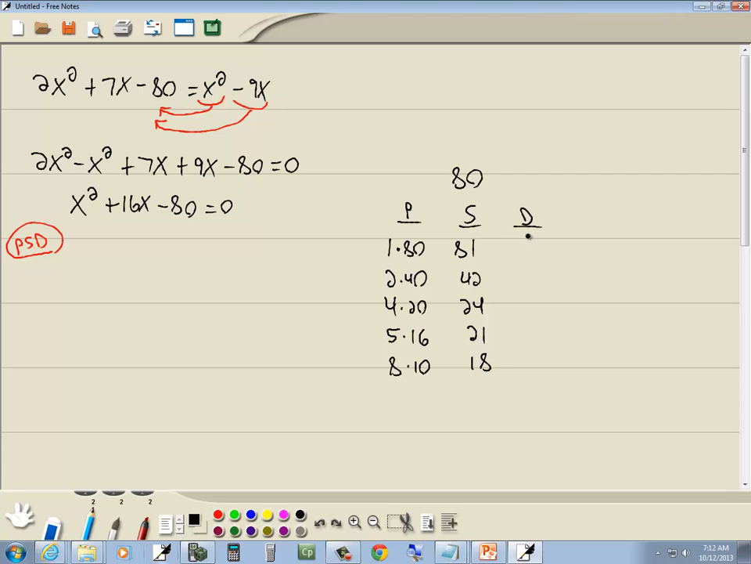Difference column, we subtract them, smaller from larger. 80 minus 1 is 79. 40 minus 2 is 38. 20 minus 4 is 16. 16 minus 5 is 11. 10 minus 8 is 2. The number we're looking for is the number in our middle term, which is 16, which is right here, which means I'm going to use 4 and 20.